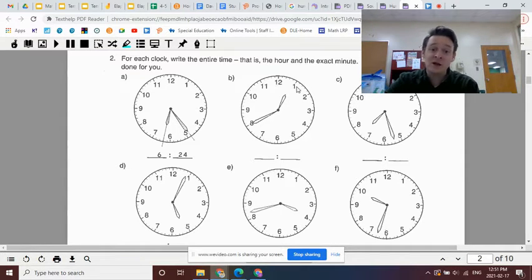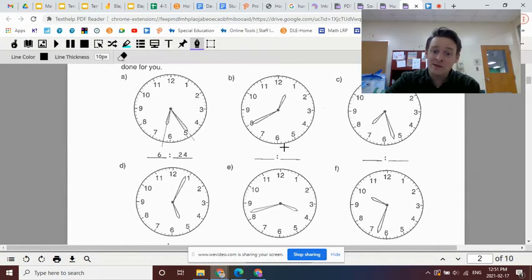So I'm going to count around the clock. 5, 10, 15, 20, 25, 30, 35, 40. That minute hand is pointing right at the 40, right at the number 8. So I don't have to do any counting by 1s. I've got 40 minutes. And now I just need to figure out what hour we are 40 minutes past.